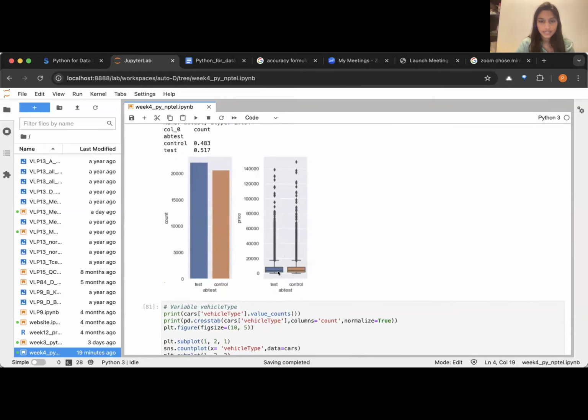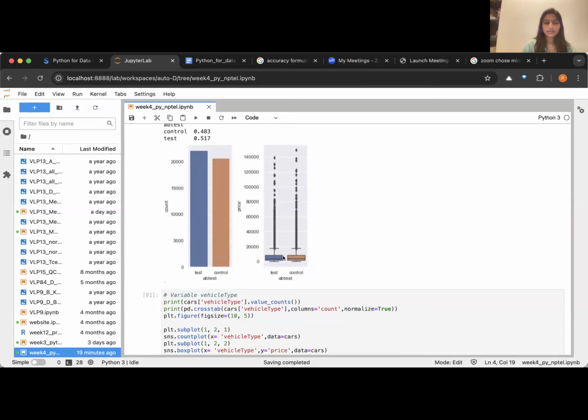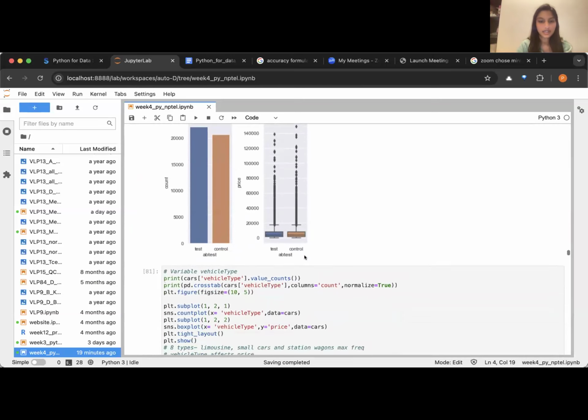This is also an insignificant variable. There's not much difference between test and control. If the control box was somewhere higher like this, then you could have said it's a significant variable and the price depends on this. But here the distribution is the same, so the price doesn't really depend on this.